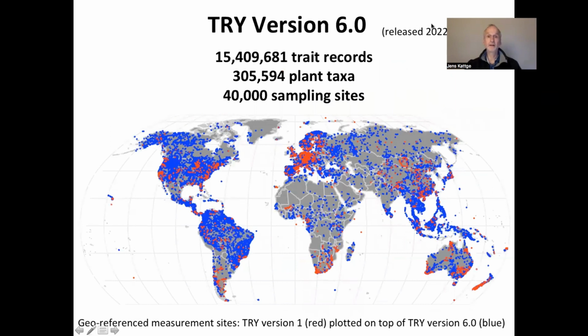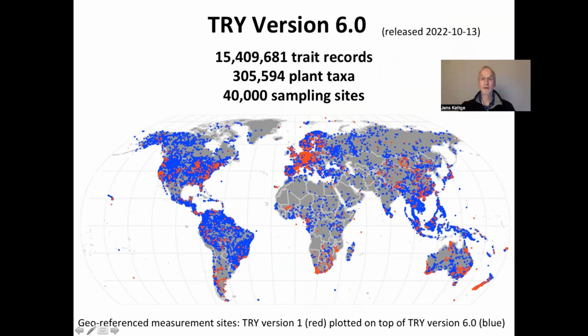This finally led to a global database, version 6, with about 15 million trait records for about 300,000 plant taxa and about 40,000 sampling sites all over the world.